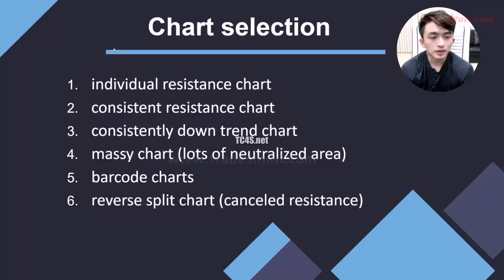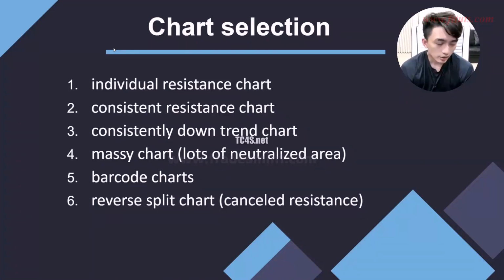So the second one will be the consistent resistance chart. This one is pretty much a ticker that trades 500K shares or above every single day. And for the consistent resistance, the consolidation means the price cannot fluctuate more than 20% of the stock price for that consolidation. So if the consolidation is fluctuating more than 20% of the stock price, then the stock becomes not tradable.